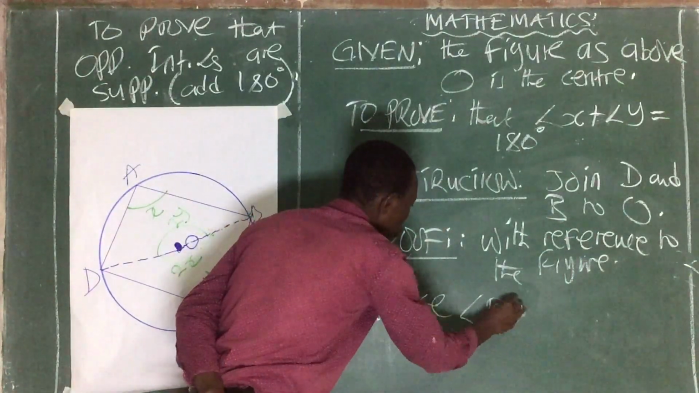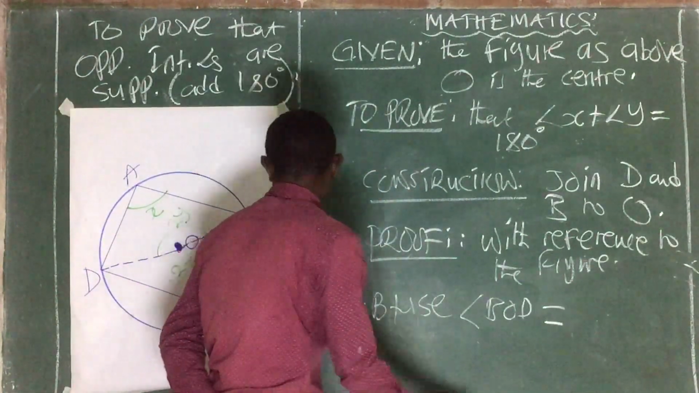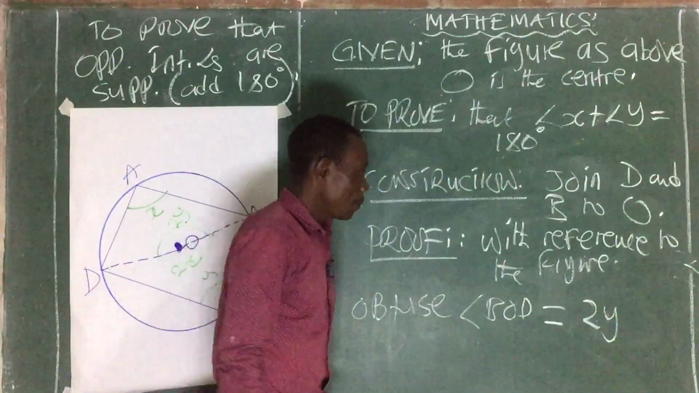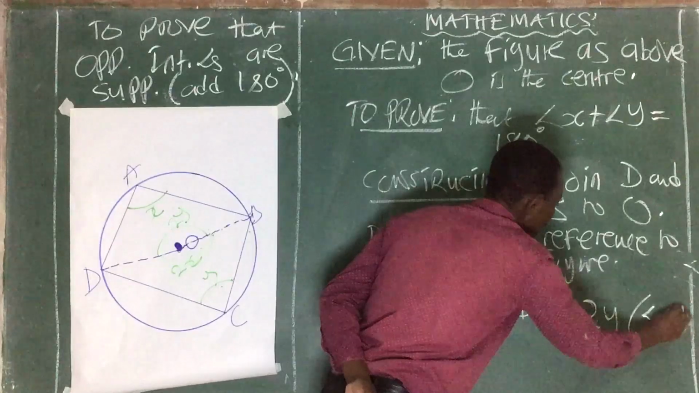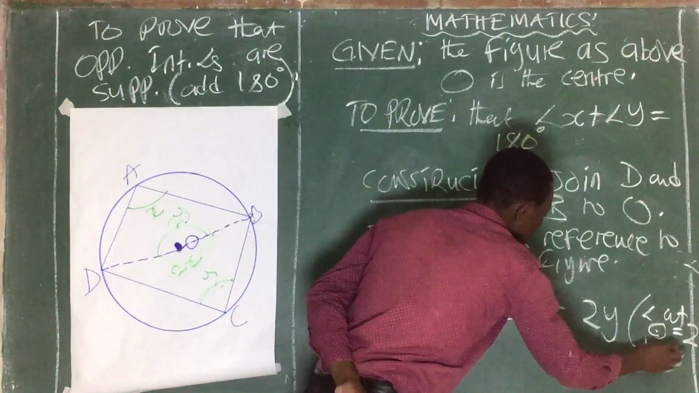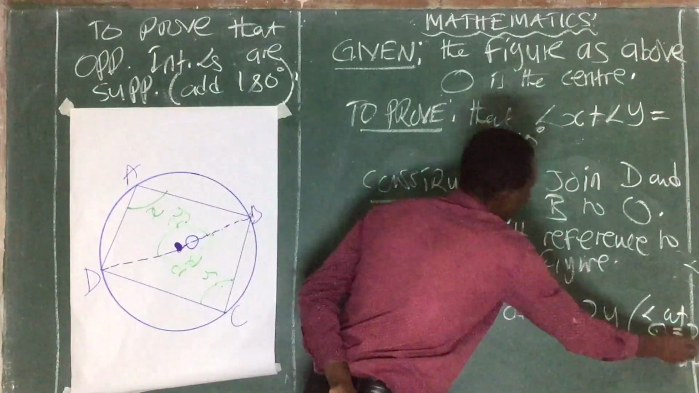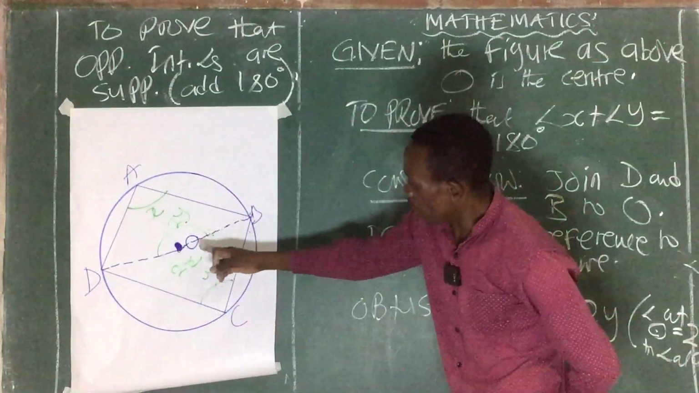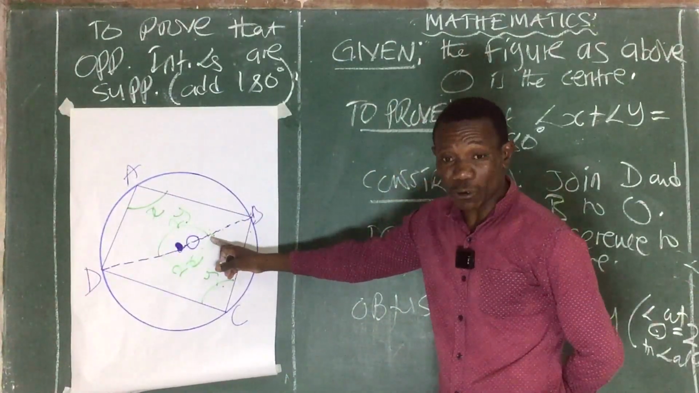Angle BOD is equal to 2y. Reason: angle at the center is equal to 2 times the angle at the circumference. Now, this other one here, the angle on the other side, is a reflex angle.